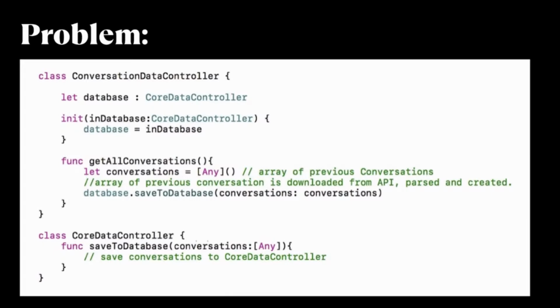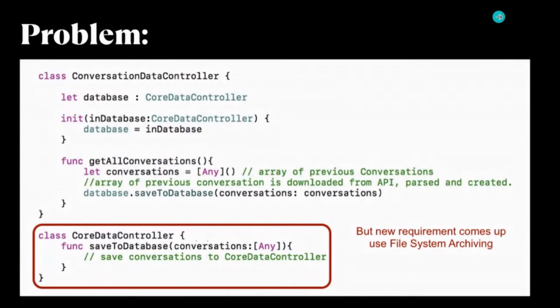Now a new requirement from the client or product team came: can we use the same conversation data from the Messenger app in another app, with a little change, something like using file system archiving instead of Core Data for saving the previous conversation? In that case, we cannot use the conversation data controller in another app easily because it is tightly coupled with the Core Data controller, or in other words, it has a dependency on a low level module, Core Data.